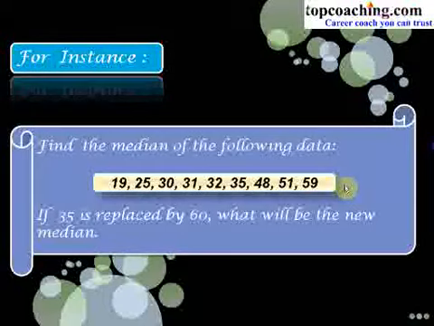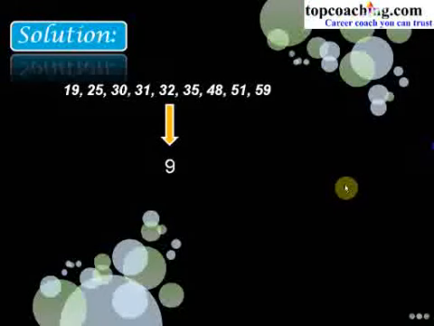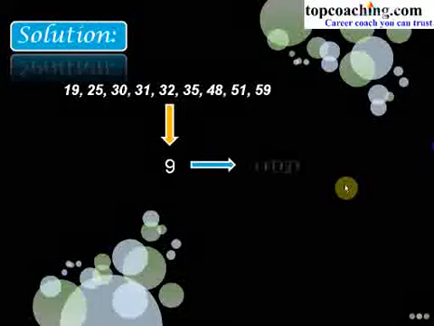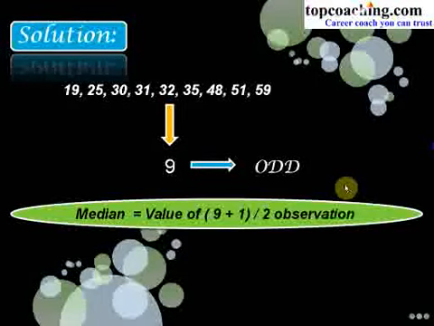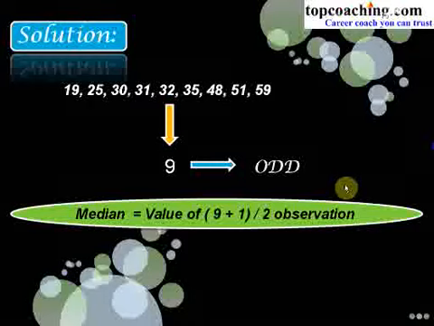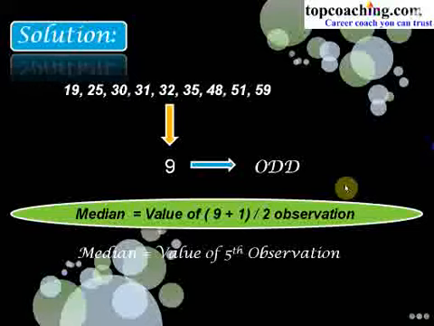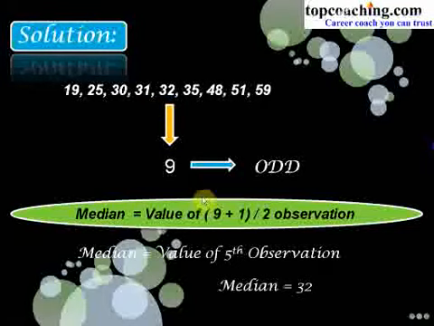We simply calculate the median of the following series, that is 19, 25, 30, 31, 32, 35, 48, 51 and 55. The total number of observations is 9 and 9 is an odd number. So we apply the formula of median, which is the value of (n plus 1) divided by 2th observation. We put the value of 9 in place of n. So it becomes 9 plus 1 divided by 2th observation. So finally it comes to be 10 by 2, that is the value of 5th observation. So from this series the value of 5th observation is 32. So our median of the given series is 32.